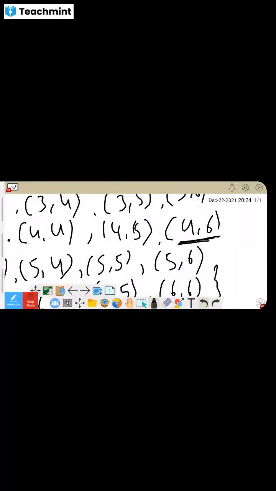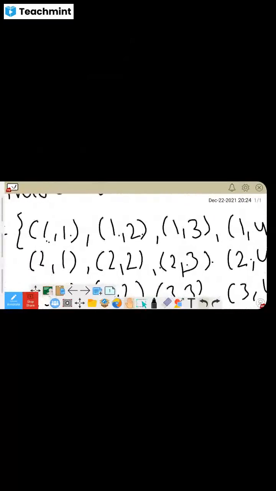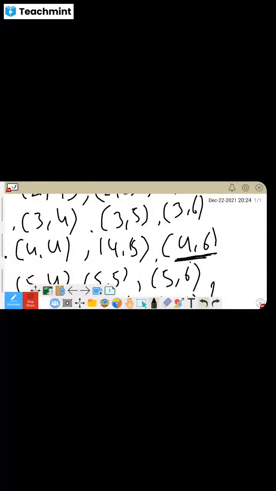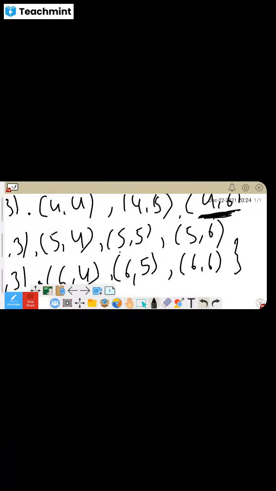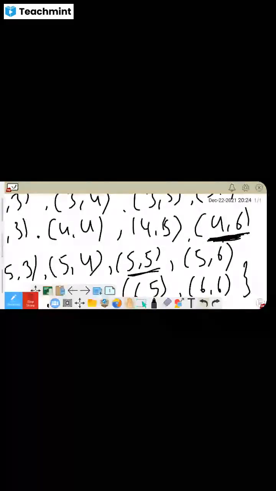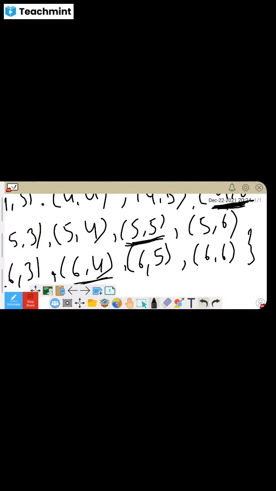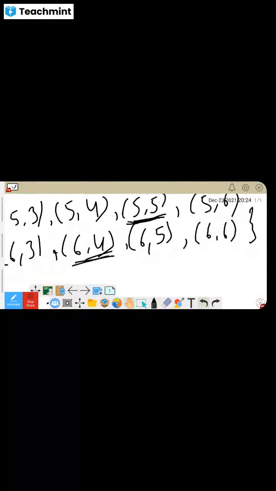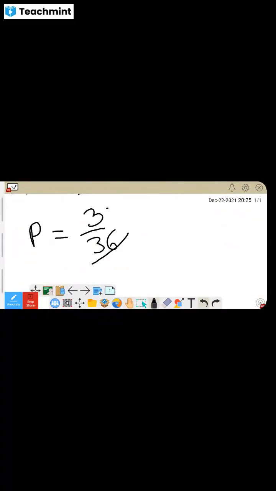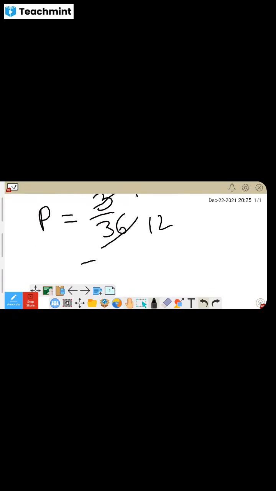Before it there is none. You can see here all are less than 10. Only here 4 plus 6 is 10, so this is the first. Then 6 plus 4 is also 10, and 5 plus 5. So there are 3 favorable outcomes out of 36. So we will write here 3 and here 36, and you get probability 1 by 12.